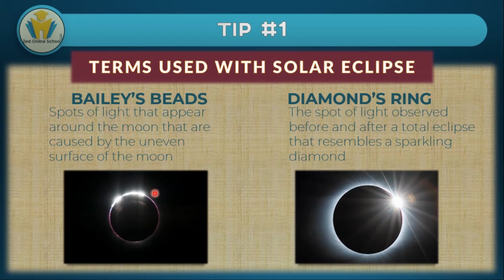What comes first is the Bailey's beads. Then as the moon is moving and covering the sun like that, what happens is these Bailey's beads will keep disappearing one by one, and now that last Bailey's bead is known as the diamond ring.